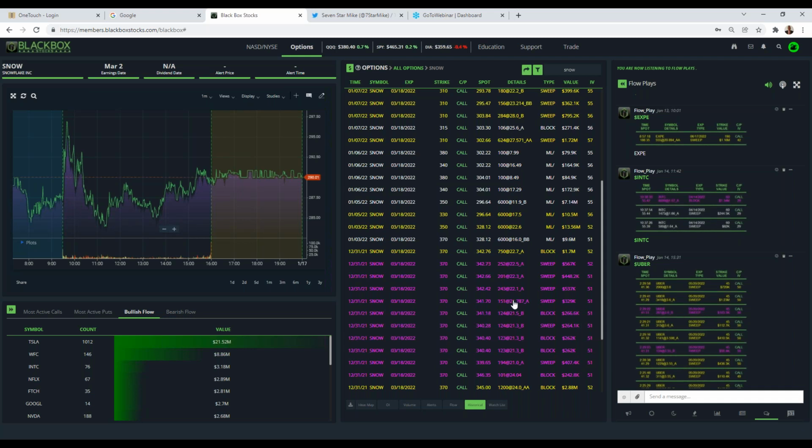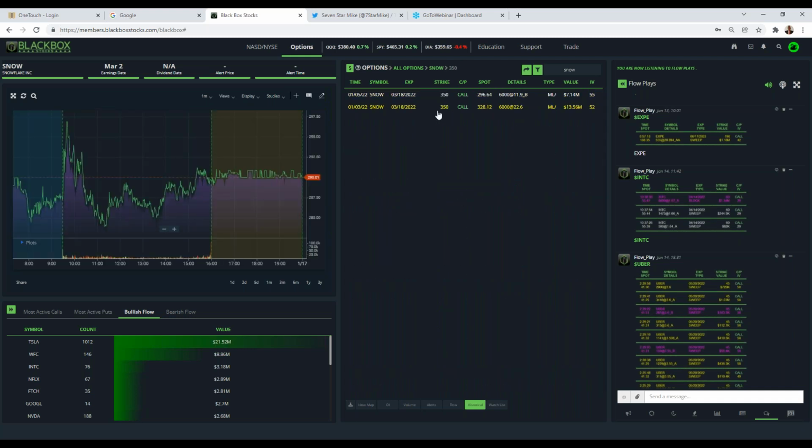They lost money on this. They paid 22 something. Now they're down to 16. And so they lost money. They rolled into the 350s, paid 13.5 million into it. Then date change, come down here to the 3rd. Now we're here on the 5th, and they rolled into the 330s. We see that because here they sold the 350s.